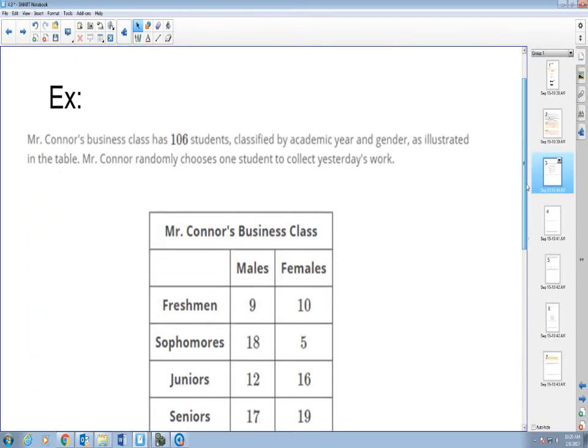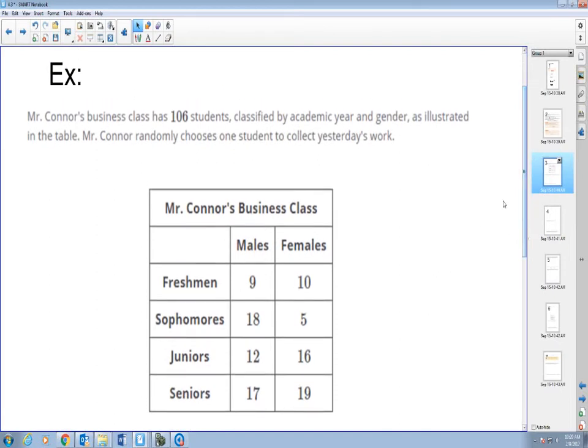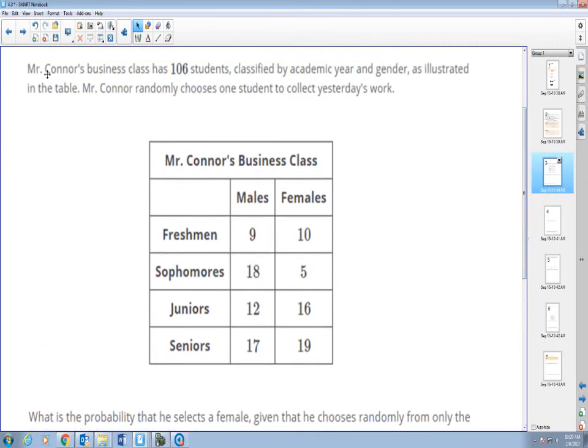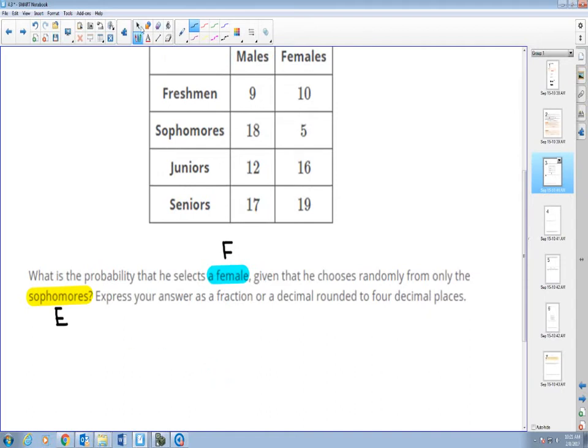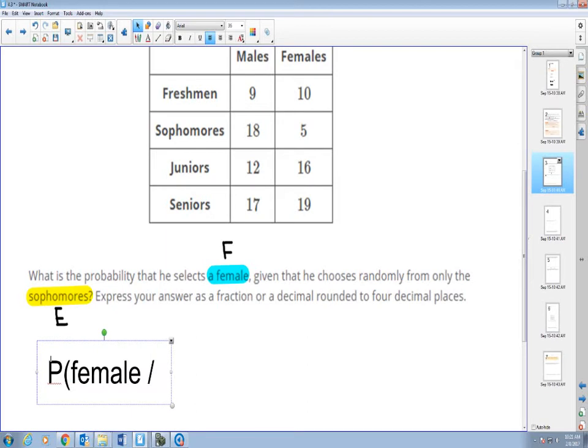All right, let's give this a try. These problems look just like the pizza one we did in the previous video. It's just that the question itself is changing a little bit. Mr. Connor's business class has 106 students, classified by gender and year of study. The question is, what is the probability that Mr. Connor selects a female, given that he chooses randomly from only the sophomores? So sophomore has already occurred, so that's the first event. Female is the second event, and that's what this problem wants. So the problem is asking, what's the probability of selecting a female given that it's a sophomore?